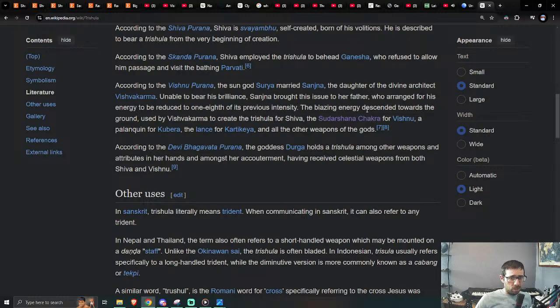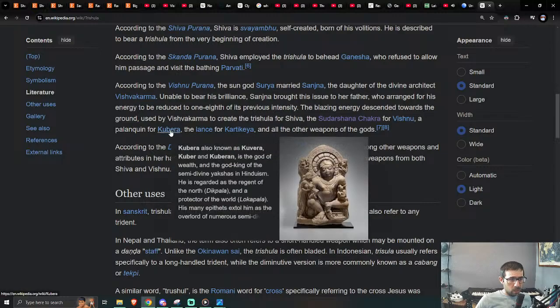The blazing energy descended towards the ground, used by Vishvakarma to create the Trishula for Shiva, the Sudarshana chakra for Vishnu, and a palanquin for Kubera, god of wealth, god-king of the semi-divine Yakshas, region of the north.